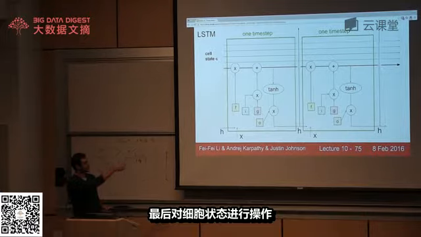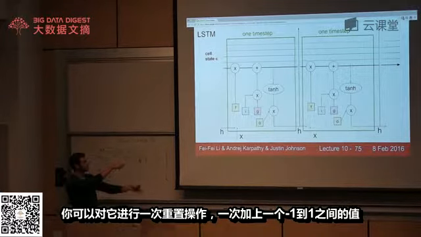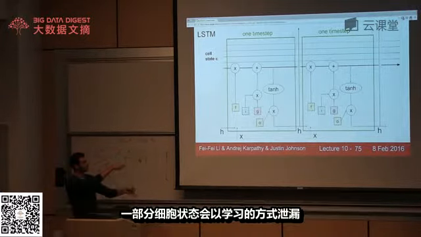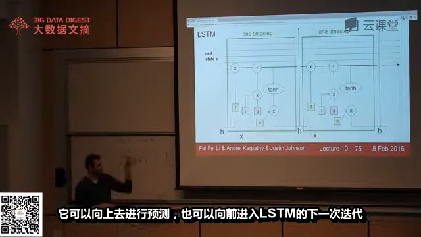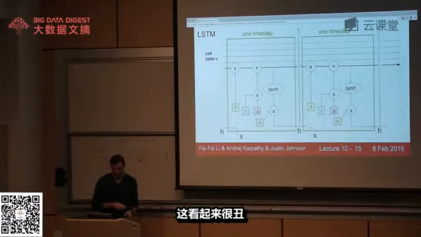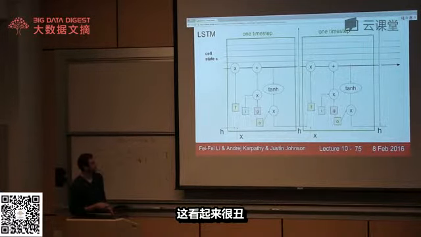And the cell state can, once you actually reset some counters and once you add numbers between -1 and 1 to your counters, the cell state leaks out, some of it leaks out in a learnable way, and then it can either go up to the prediction or it can go to the next iteration of the LSTM going forward. And so this looks ugly.